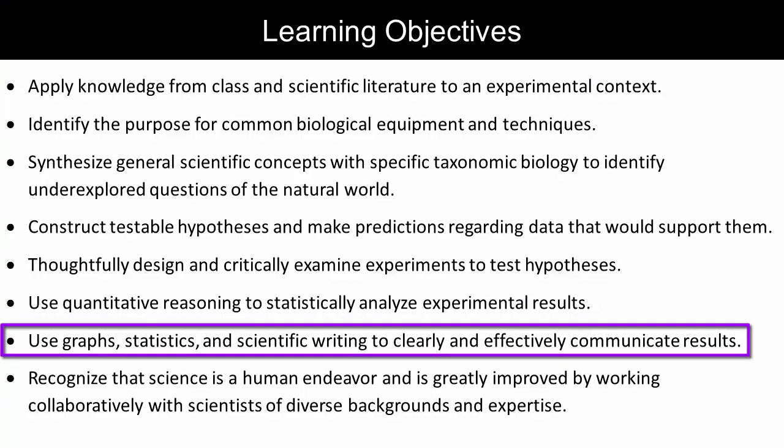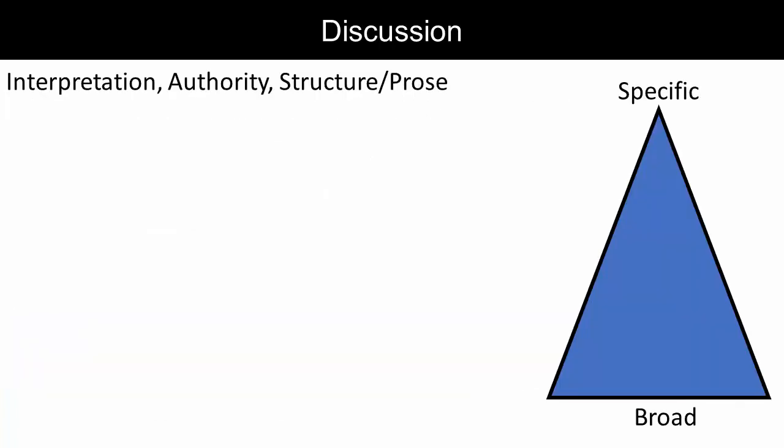In this video, we are going to continue talking about effective science writing, this time focusing on the discussion. Let's start by looking at the rubric. The interpretation category is closely linked to the discussion. Make sure your discussion covers every point under this category. And again, authority and structure/prose apply to the entire report, and will therefore be important for your discussion as well.